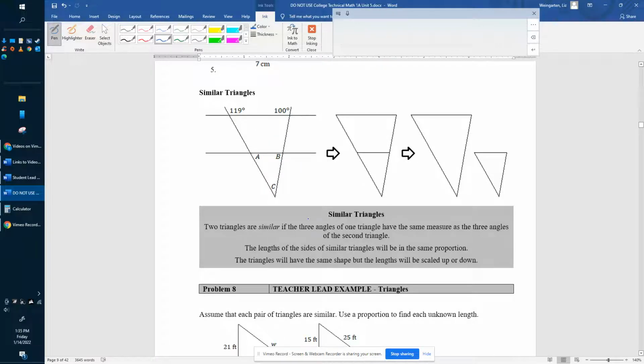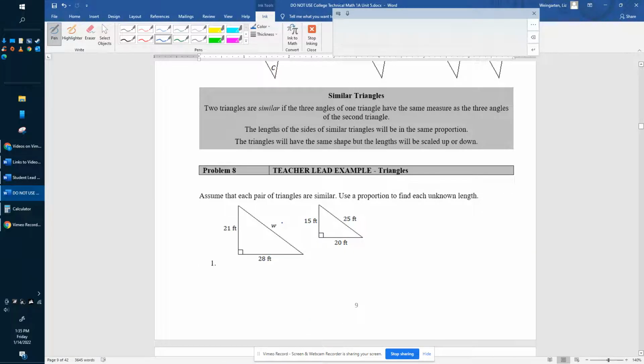Let's take a look at similar triangles. Similar triangles have the same shape. They have all the same angles, but the lengths of their sides are different. So we're actually going to be using proportions that we learned in the last unit to figure out these similar triangles. So ratios and proportions, they are coming back to haunt you.